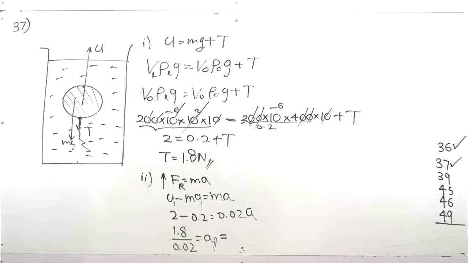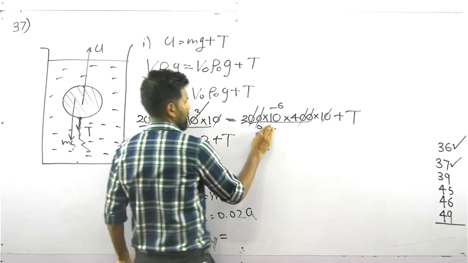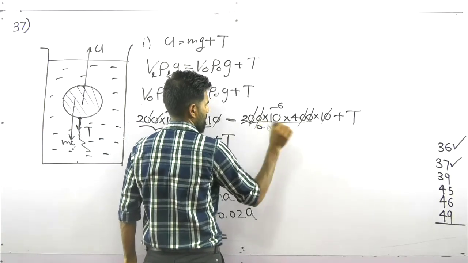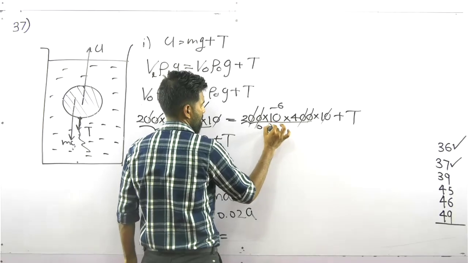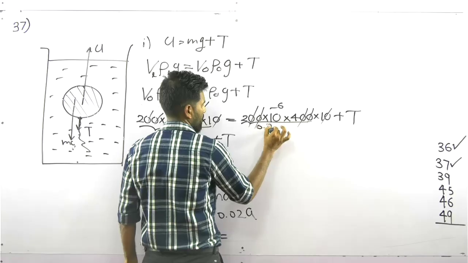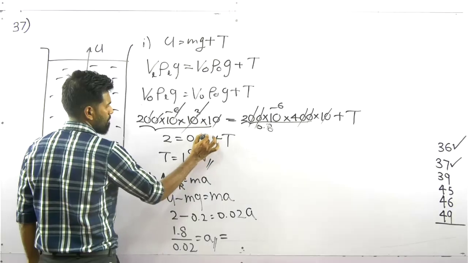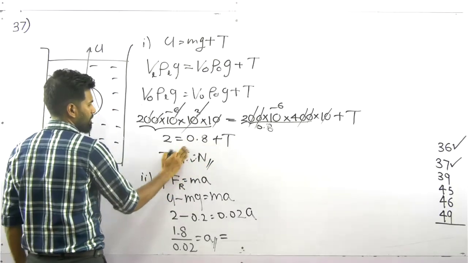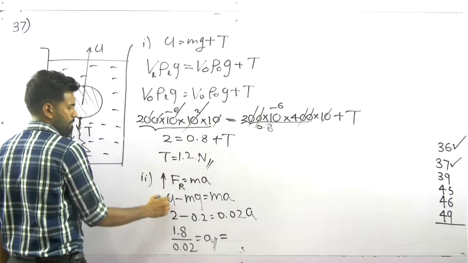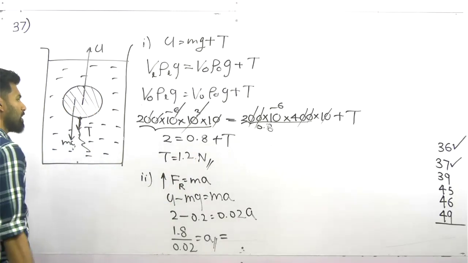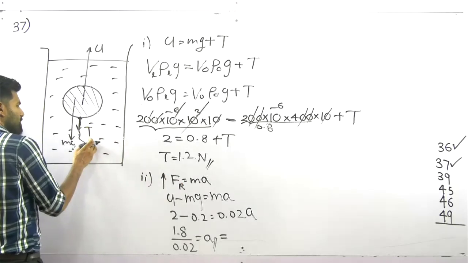Now the tension: the upthrust is equal to 2, and here the weight is equal to 0.8. So 2 minus 0.8, 1.2, is the tension.